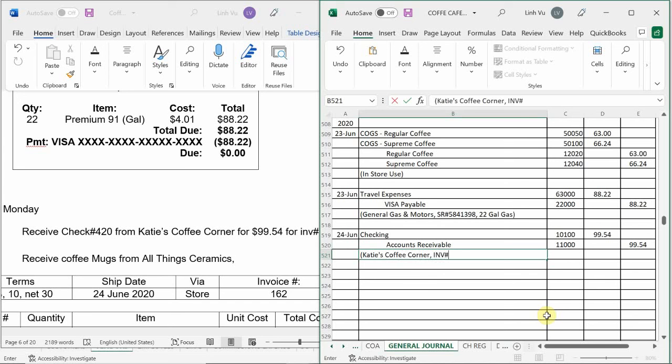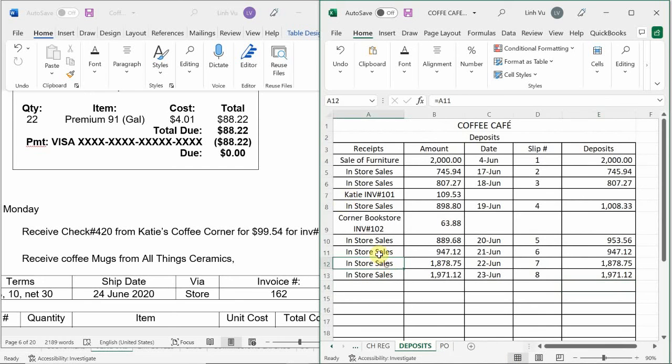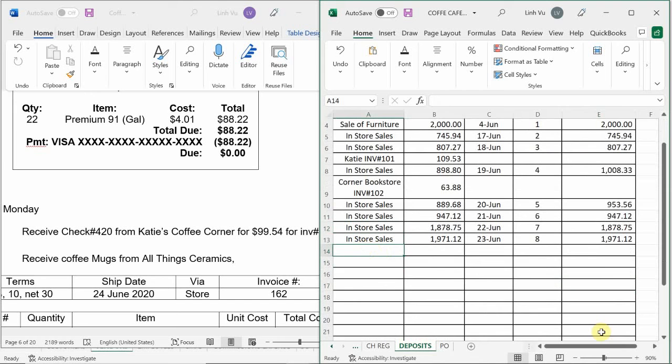Okay, for invoice number 101, we received check number 420. Now we're not going to make the deposit of the check yet, but we should make a record of it that Katie's Coffee Corner has given me some money.